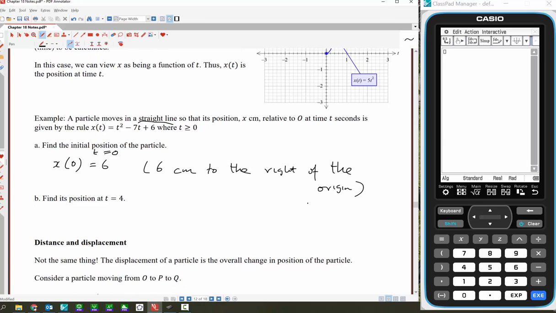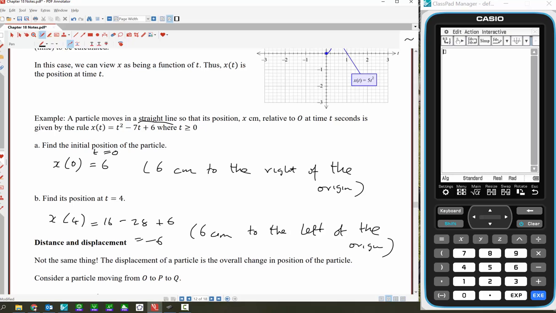All right, what about its position at t equals 4? So basically, where are you at time 4? So we're going to go x of 4 equals 16, take away 28 plus 6. 12, negative 12, negative 6. So our answer is negative 6, and we can have a negative position, and we just need to interpret that in the context of the maths that we're doing. That's 6 centimetres to the left of the origin.